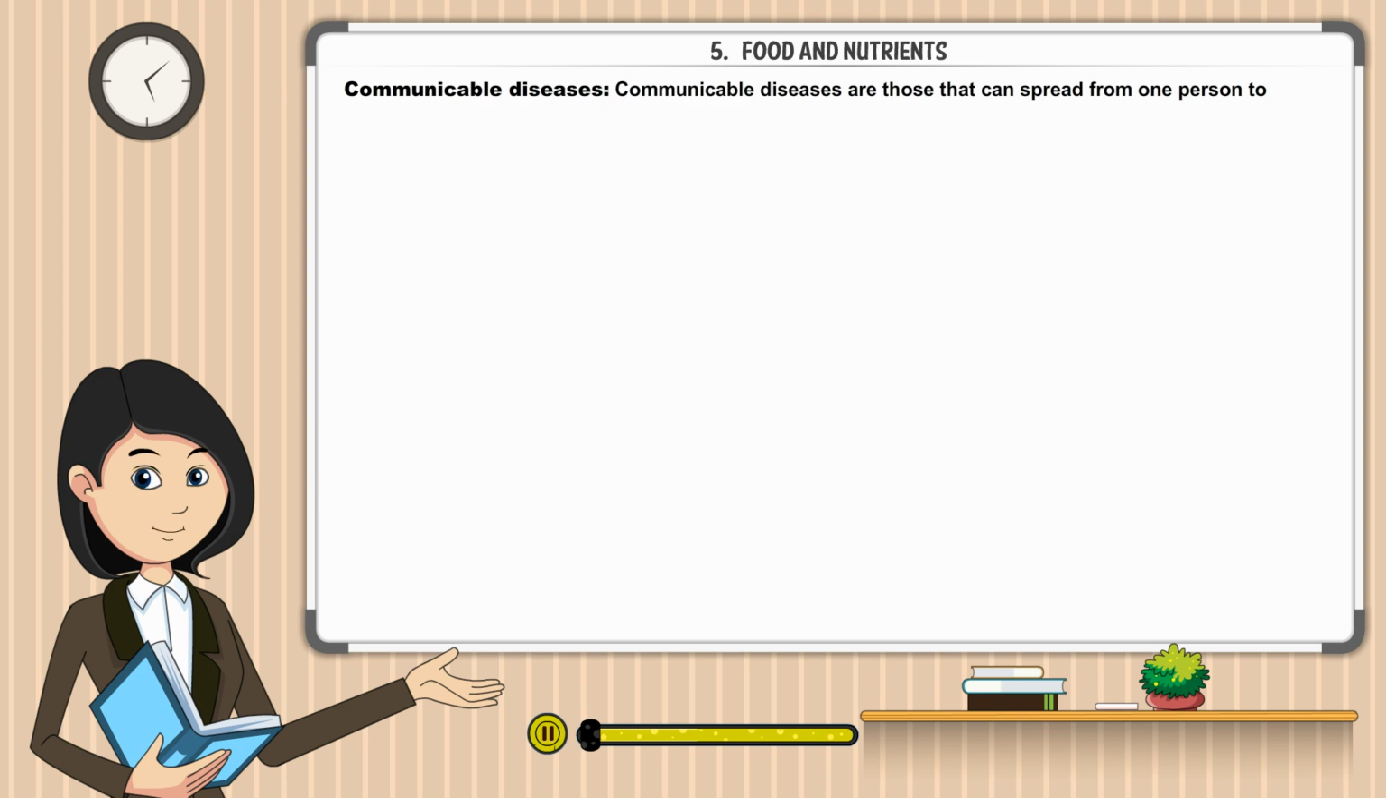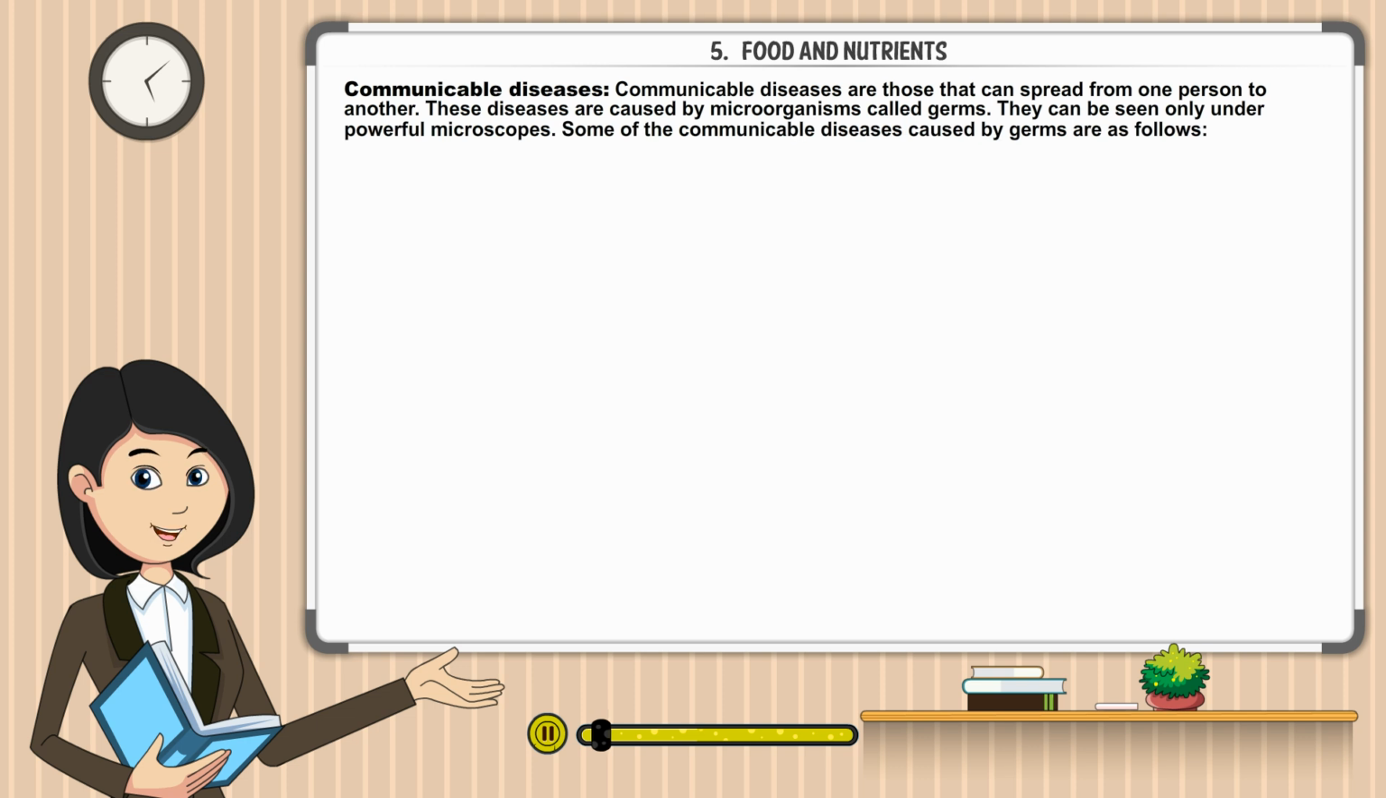Communicable diseases. Communicable diseases are those that can spread from one person to another. These diseases are caused by microorganisms called germs. They can be seen only under powerful microscopes. Some of the communicable diseases caused by germs are as follows.